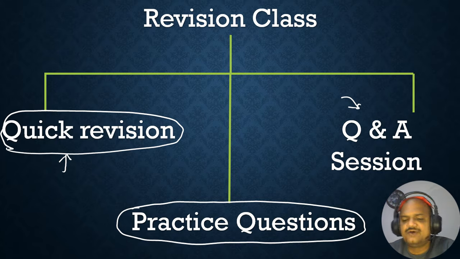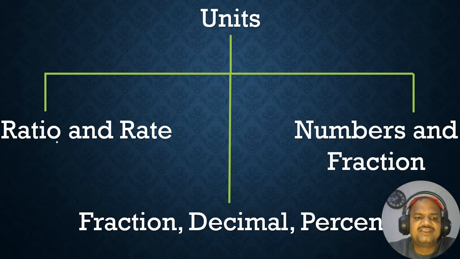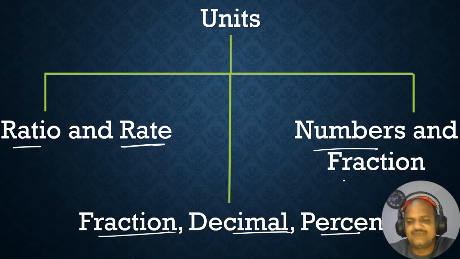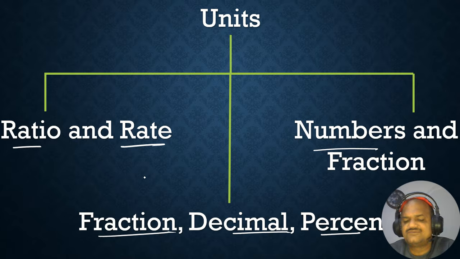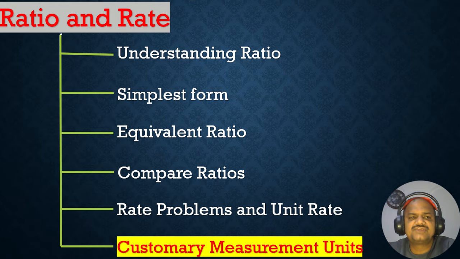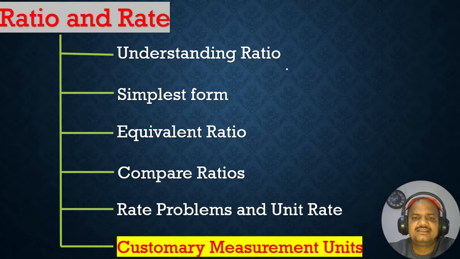Okay. Now, we have three units: ratio and rates, then fraction, decimal and percent, and numbers and fractions. These three units we have to cover. So let's start with the first unit, which is ratio and rate. In this we are going to study all these topics one by one.